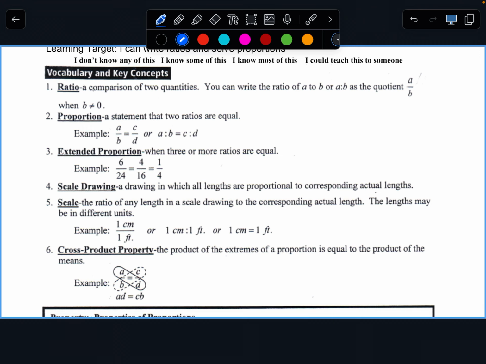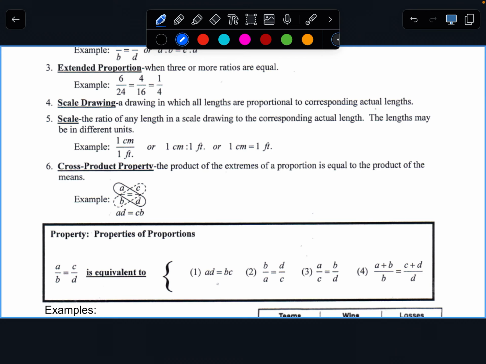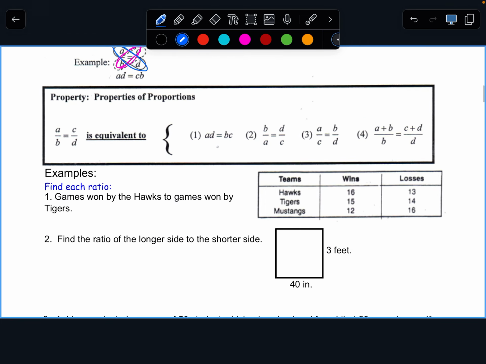It's just a picture of the world, and then the scale itself is like measuring, okay, 1 centimeter is however many miles or something like that. Cross product, this is what we're going to be obsessed with this unit. Woo! Cross multiplication. So we'll do that a lot. Those are all these properties. ACT likes to throw these randomly at you, which is interesting. But essentially you can mess with a proportion.